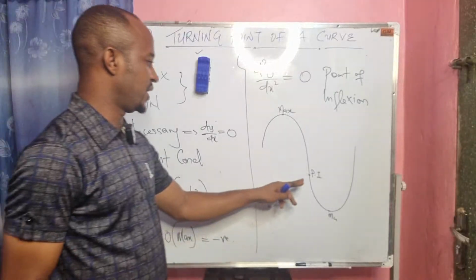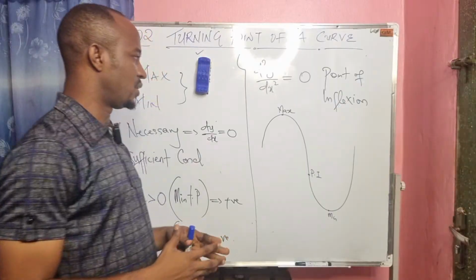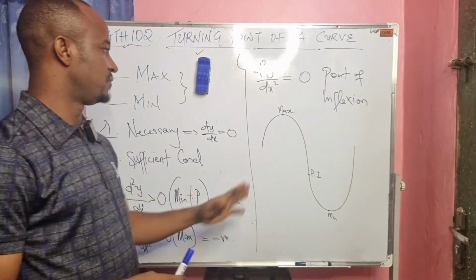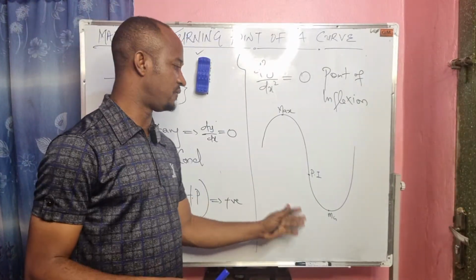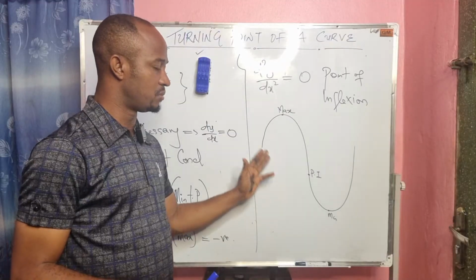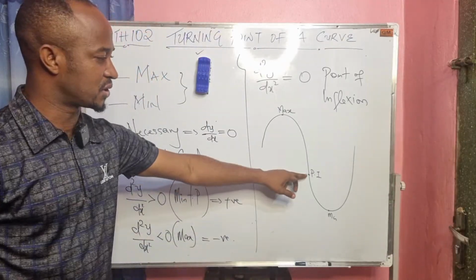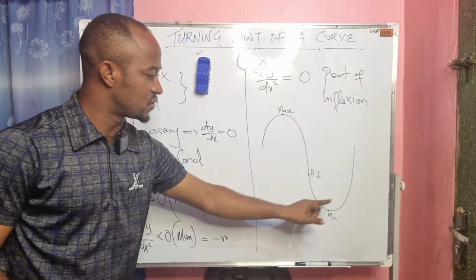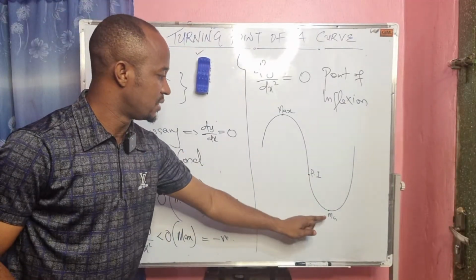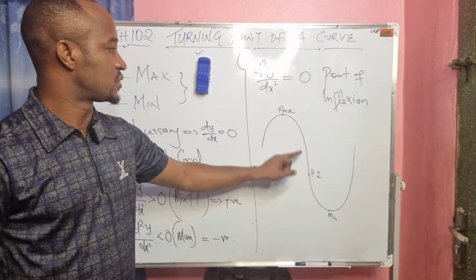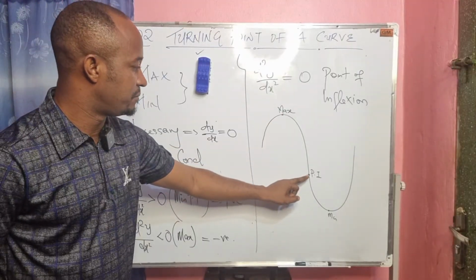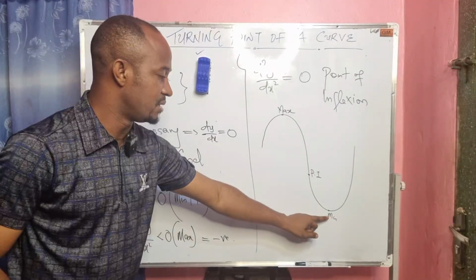And I say that is a point where the concavity of the curve changes from either maximum to minimum, or from minimum to maximum. Like we just saw, the point where it changes to minimum is called the point of inflection. So I have maximum, I have point of inflection, I have minimum.